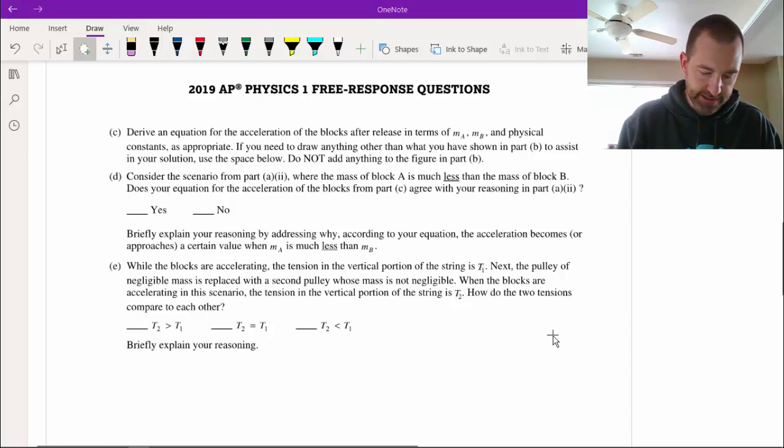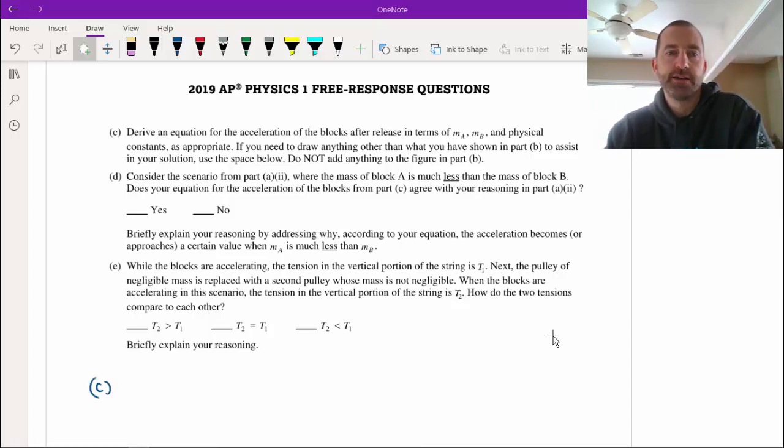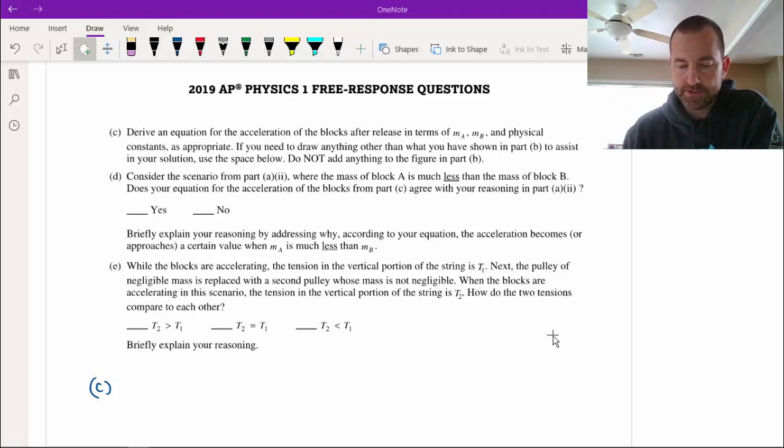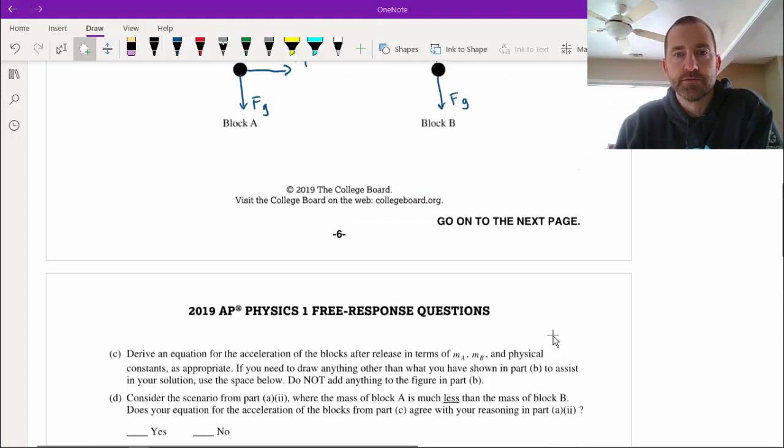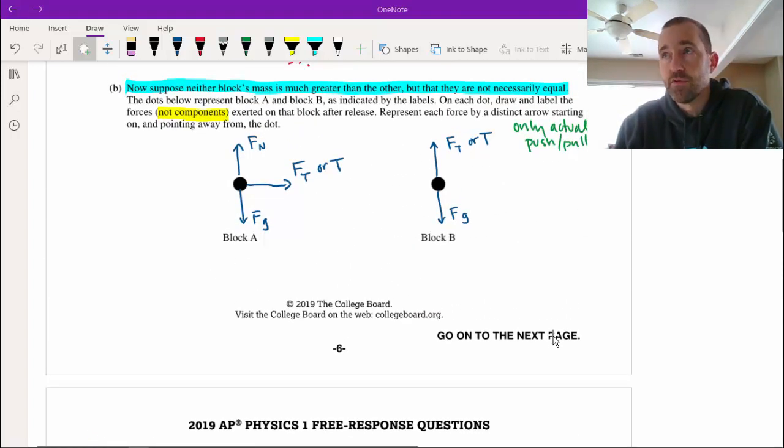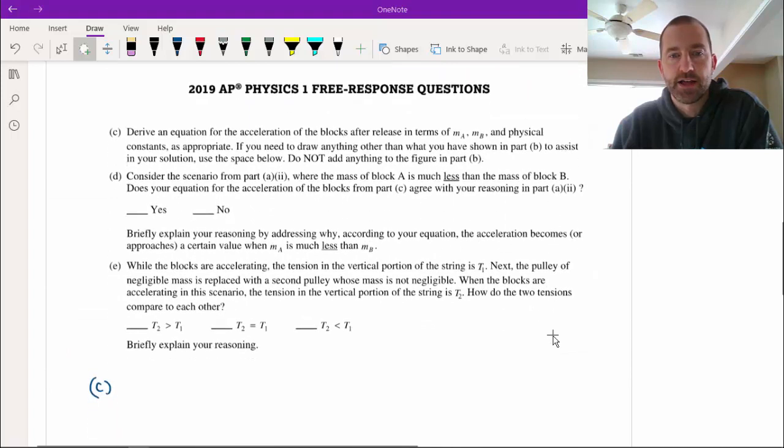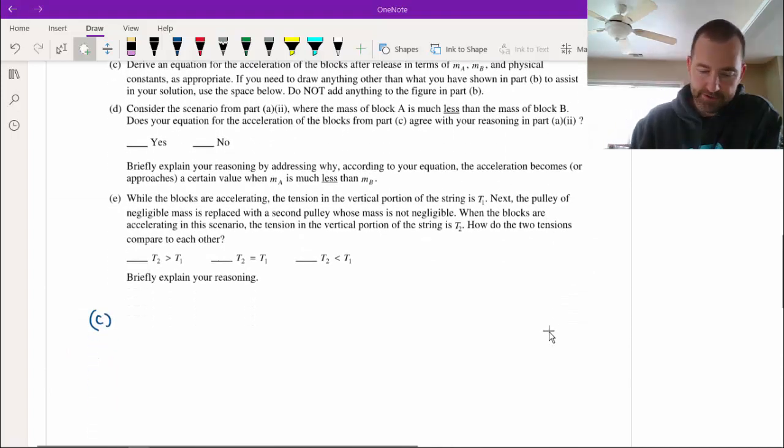For part C, it says derive an equation. Now there's a couple ways of doing this. One is to use the actual free body diagrams, which is the more appropriate and kind of long-handed way to do it. And then there's sort of the shorthand version that we've used in class before. I'll set it up both ways.